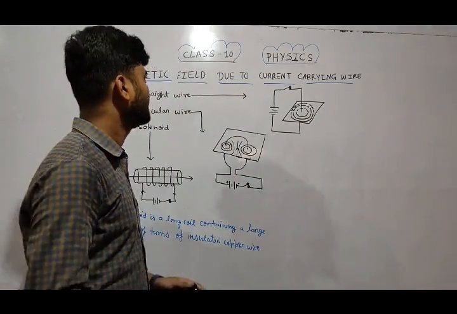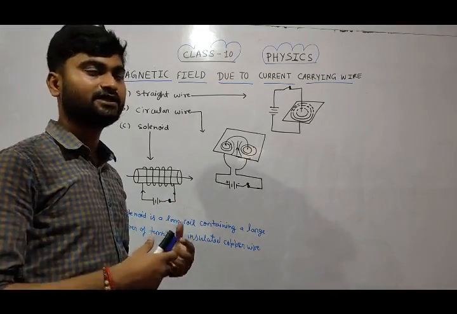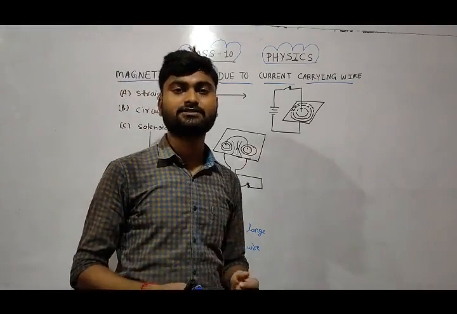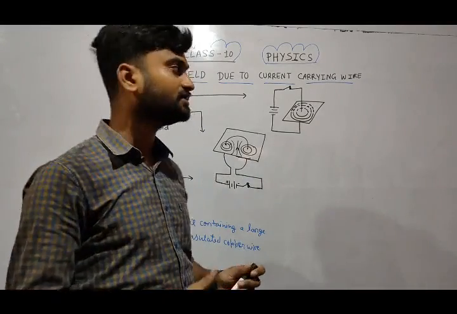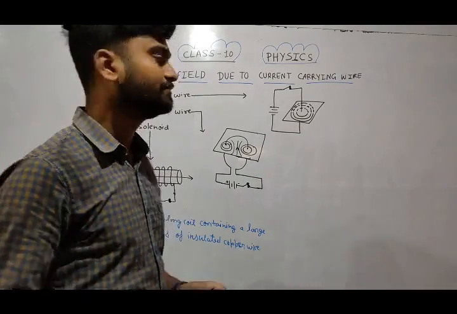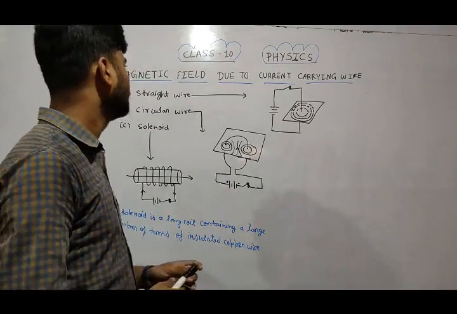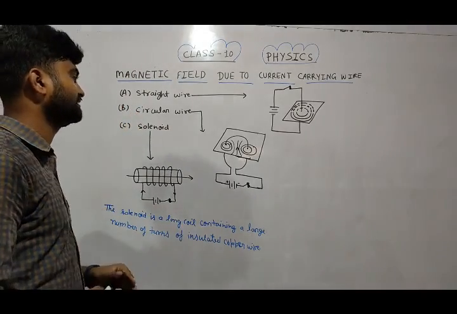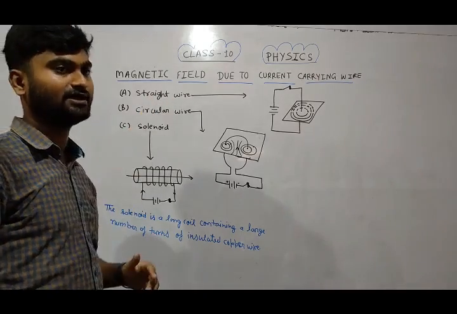Now the next topic is the magnetic field pattern due to the different patterns, different shapes of wire. So here we will learn about the elementary shapes of wire like straight wire, circular wire and solenoid. So magnetic field pattern due to the straight wire.